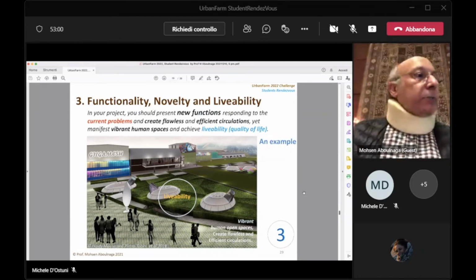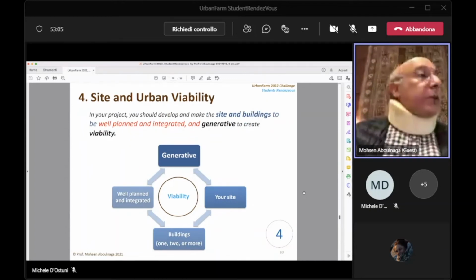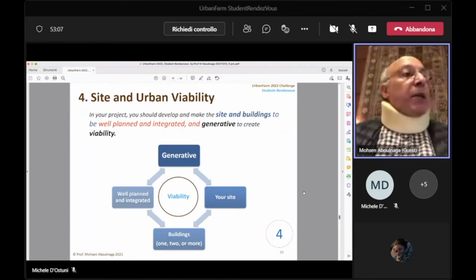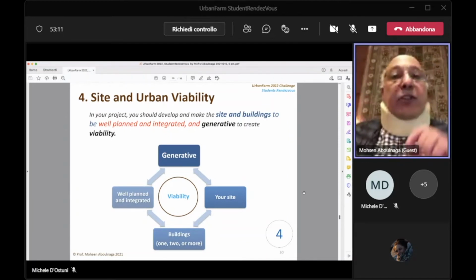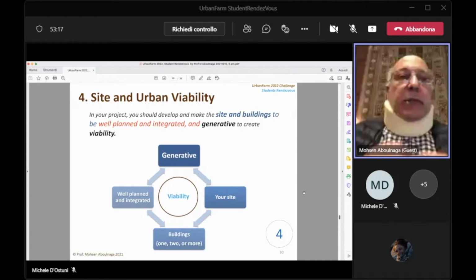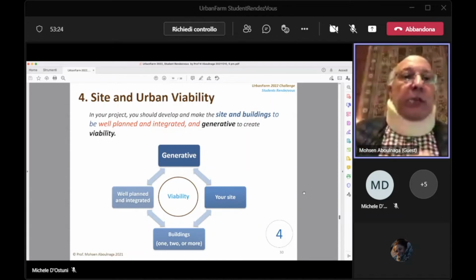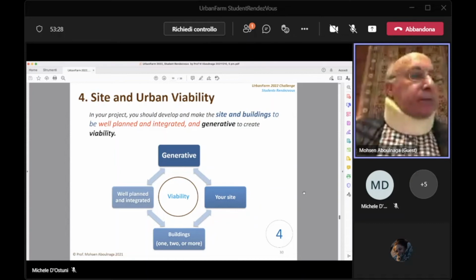Next. In terms of point number 4, site and urban viability, your project should develop the site and buildings to be well planned, integrated, and generative to create viability. Viability means the economic part, the ability of the environment to withstand economic development. How will your site be able to withstand the economic development of your developed site? How are you going to do that?